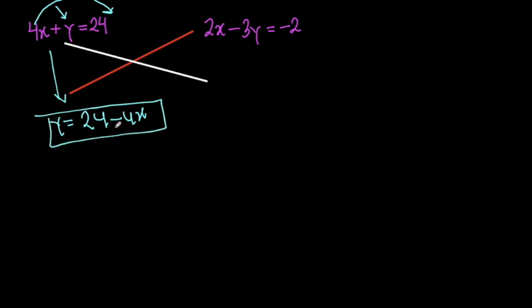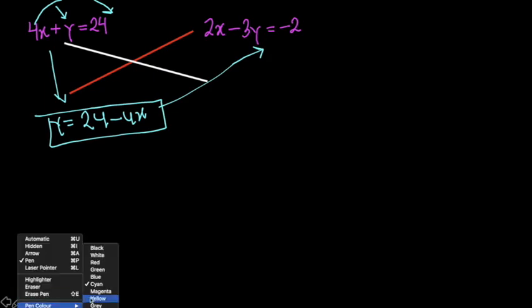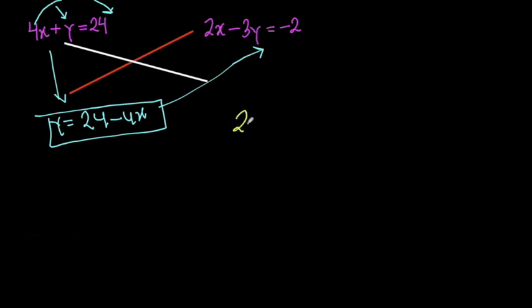Okay, now I'm going to put this one here. So can I write 2x minus 3, and in place of y I will write this 24 minus 4x. So let's write 2x minus 3 times (24 minus 4x) is equal to minus 2. Okay, now let's try to solve this.